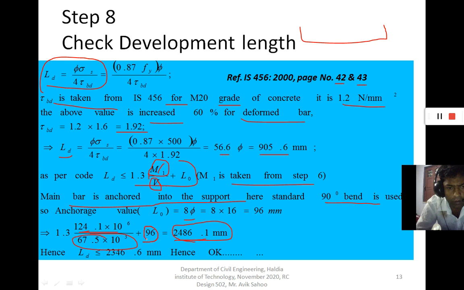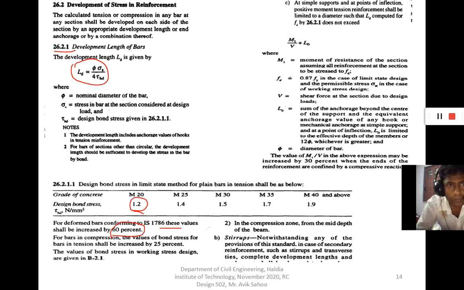and this is the anchorage value for 90° bend, 96 mm. So it means this comes, so hence LD is less or equal to this, so hence okay. So codal provisions are given.